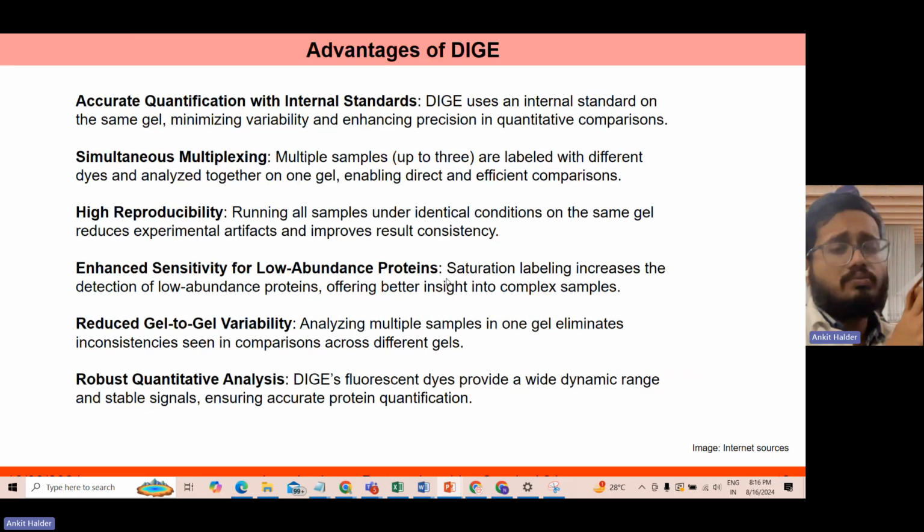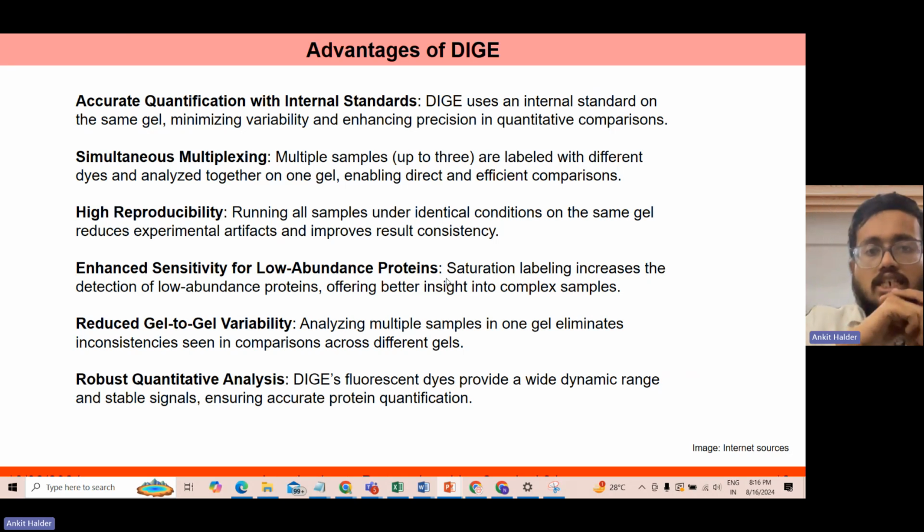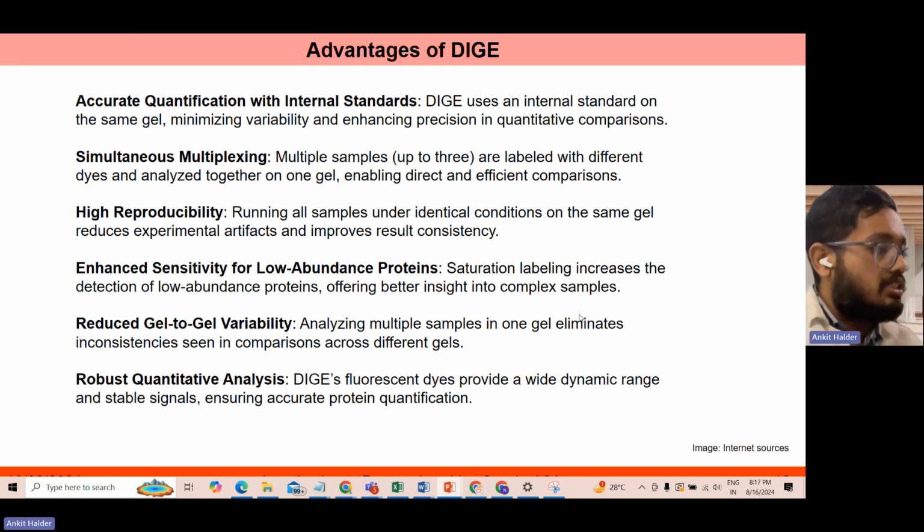So what are the advantages? Among the advantages, first is accurate quantification with internal standards. DIGE uses an internal standard on the same gel, minimizing variability and enhancing precision in quantitative comparisons. Second is simultaneous multiplexing. Multiple samples, up to three, are labeled with different dyes and analyzed together on one gel, which enables direct and efficient comparisons. Third is high reproducibility, since all samples run under identical conditions on the same gel. So that is the major thing.